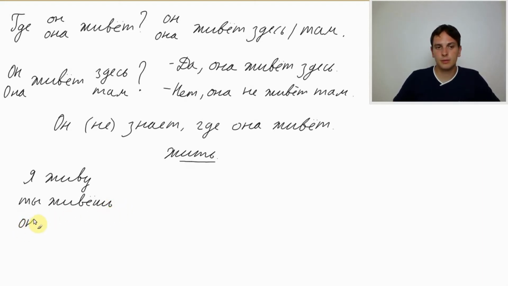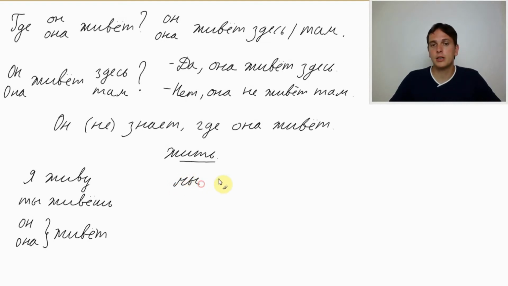Он, она живет. Я живу. I am living. Ты живешь. You are living. Он живет. He is living. Она живет. She is living. Мы живем. We are living.